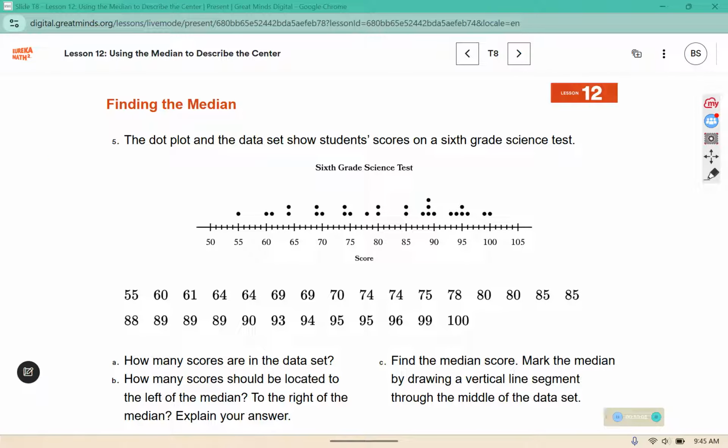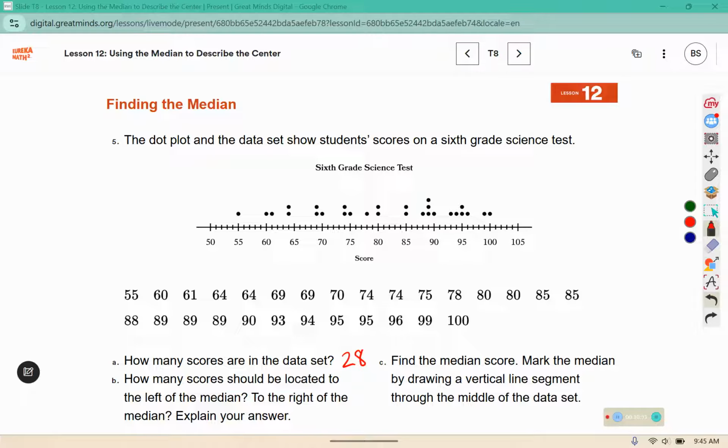The dot plot and the data set show student scores on a 6th grade science test. A. How many scores are in the data set? Well, we can count the points or we can count the values. 1, 2, 3, 4, 5, 6, 7, 8, 9, 10, 11, 12, 13, 14, 15, 16, 17, 18, 19, 20, 21, 22, 23, 24, 25, 26, 27, 28. There are 28 scores in the data set.